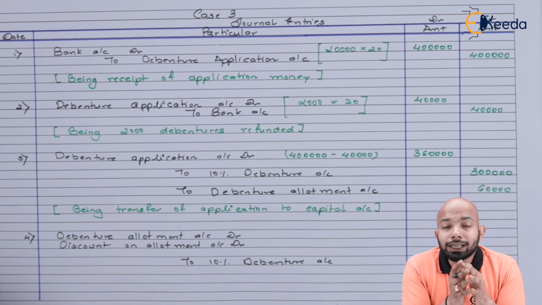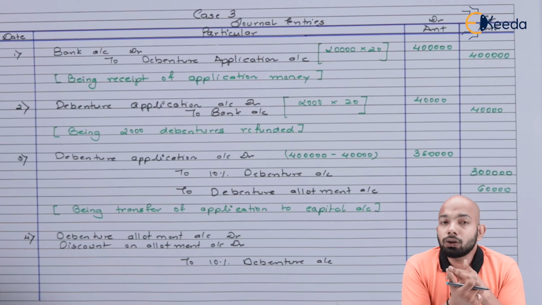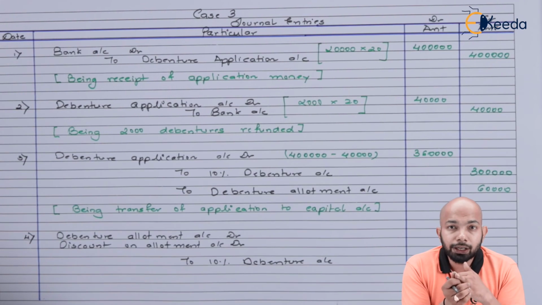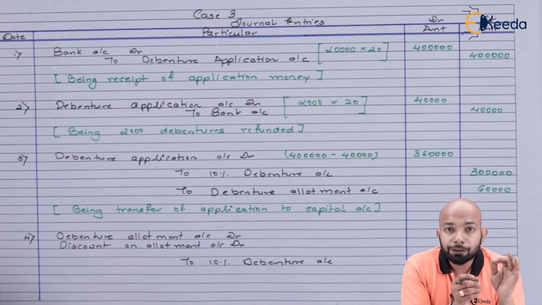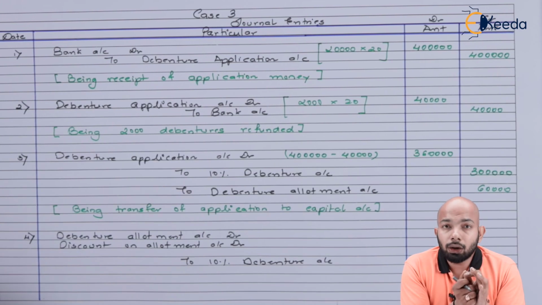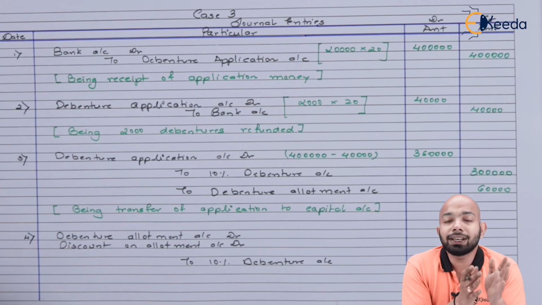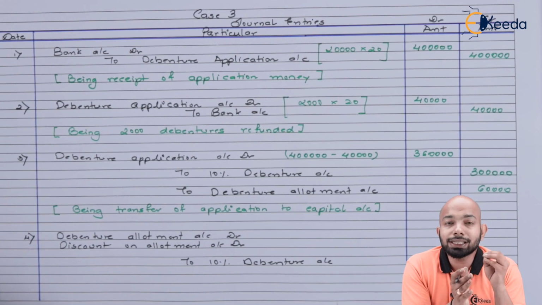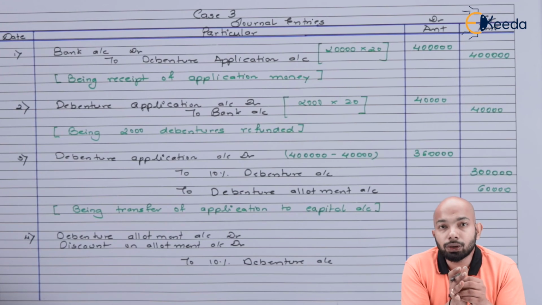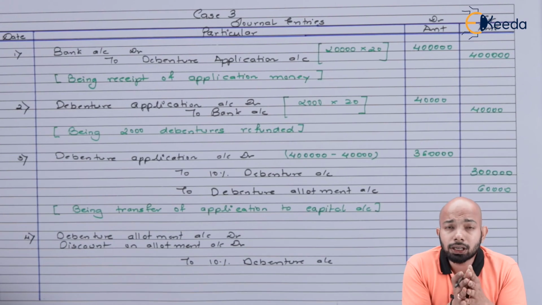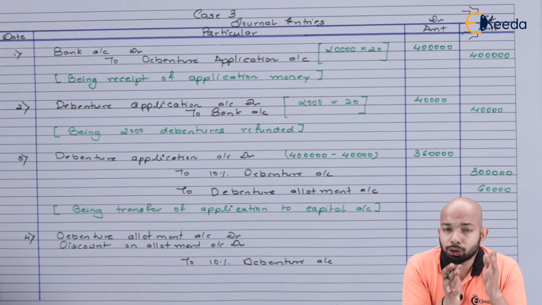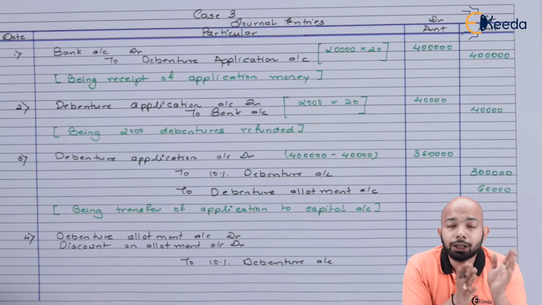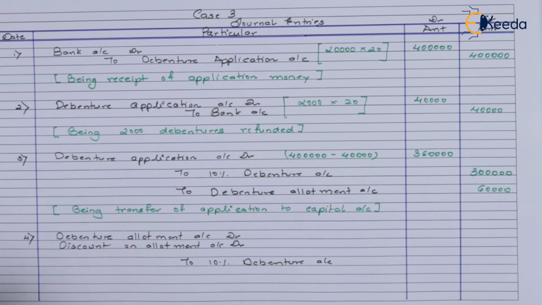So here, whatever entry you're going to pass will be debenture allotment account debit, discount on allotment to 10% debentures. This 10% debentures will have a total amount of 50 rupees, which is taken on the allotment, plus 20 rupees that is given as a discount, because a 100 rupees debenture is given at a 20% discount here, or rather 80 rupees is the issue price that we've taken into consideration. So 20 rupees, whatever discount was there, we will add to the allotment money.